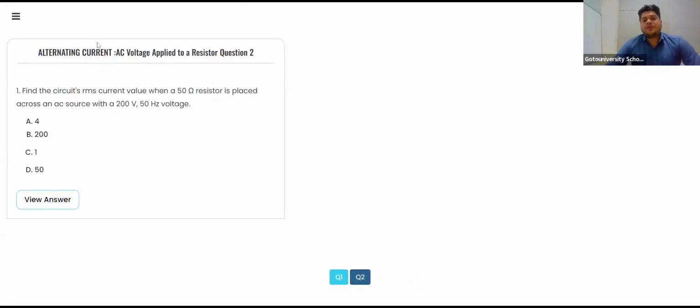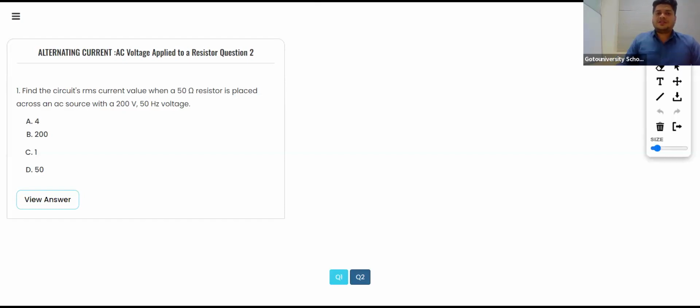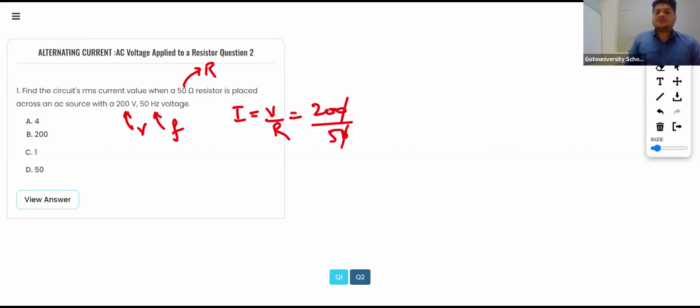Next one. Find the circuit RMS current value when a 50 ohm resistor is placed across an AC source with 200 volt and 50 hertz voltage. See what we have in this question. We have resistor R, voltage V, and frequency. We have to find current. So current will be equal to V upon R, because V is equal to IR. What is V? 200. What is R? 50. So the zeros cancel, 5 ones are 5, 5 fours are 20. So your answer will be 4 A, option number A.